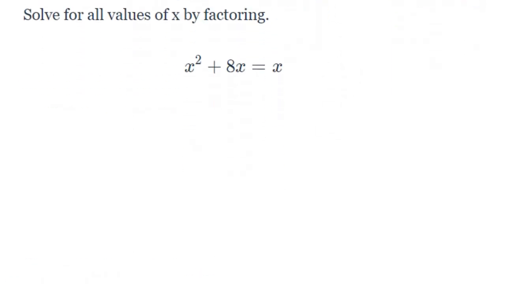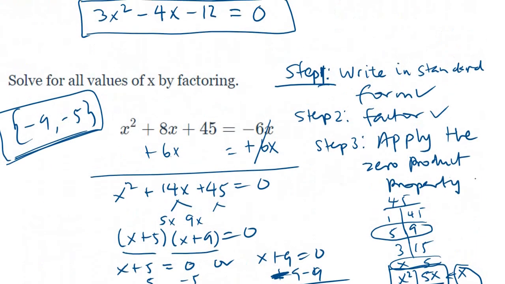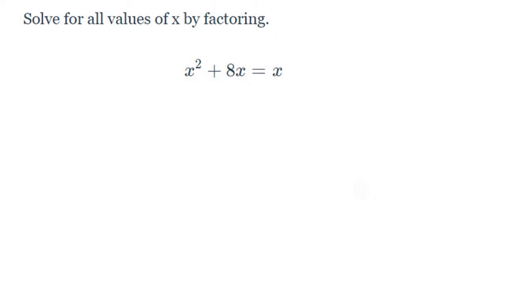Okay, here's another one. You have this given to us. We're going to do all 3 steps. We're going to write in standard form: minus x squared plus 7x equals 0. All right, this is a binomial. So you're going to remember what we did before. We're still going to factor. So we're going to factor this. How do we factor a binomial like that?